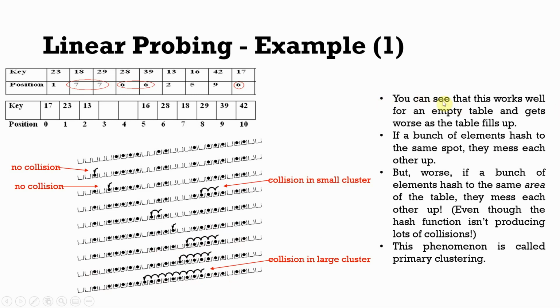So you can see that this works well for an empty table and gets worse as the table fills up. If a bunch of elements hash to the same spot, they mess each other up. Worse, if a bunch of elements hash to the same area, they mess each other up even though the hash function isn't producing lots of collisions. This phenomenon is called primary clustering.